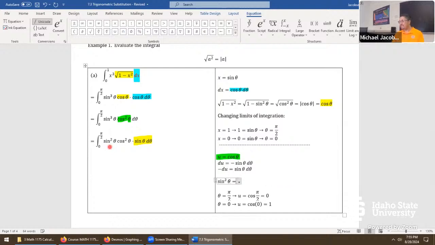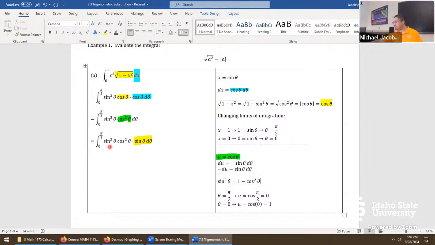What would you all say is the identity in this situation that we ought to use? Absolutely. This will turn into 1 minus cosine squared theta.